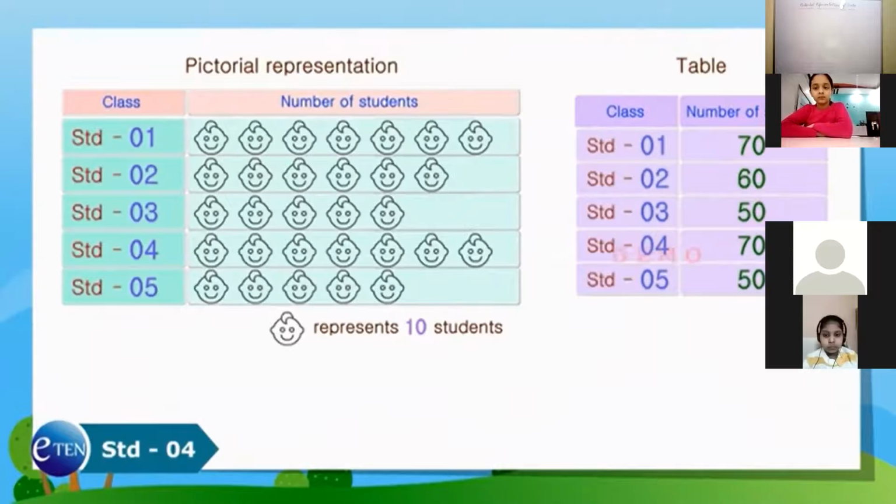Here, this table shows us the strength of each class with pictures. A pictorial representation makes it easy for us to take some decisions or answer questions about that data.